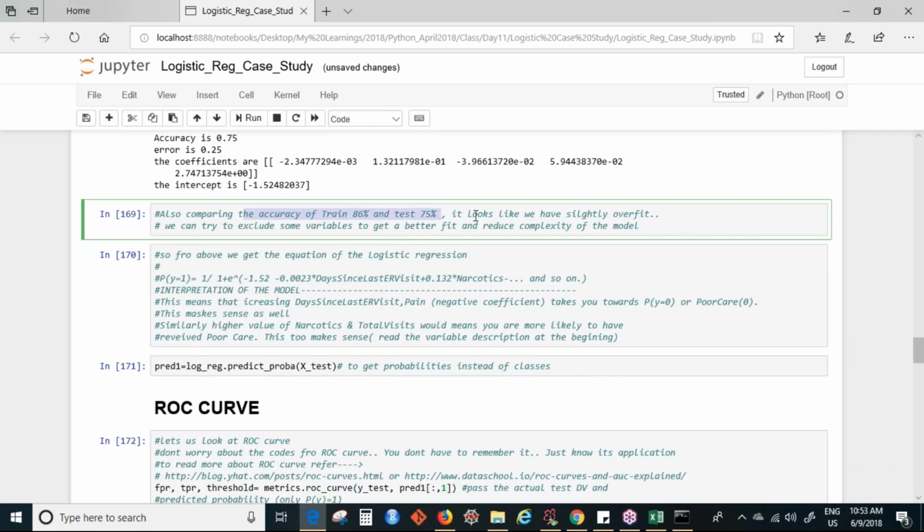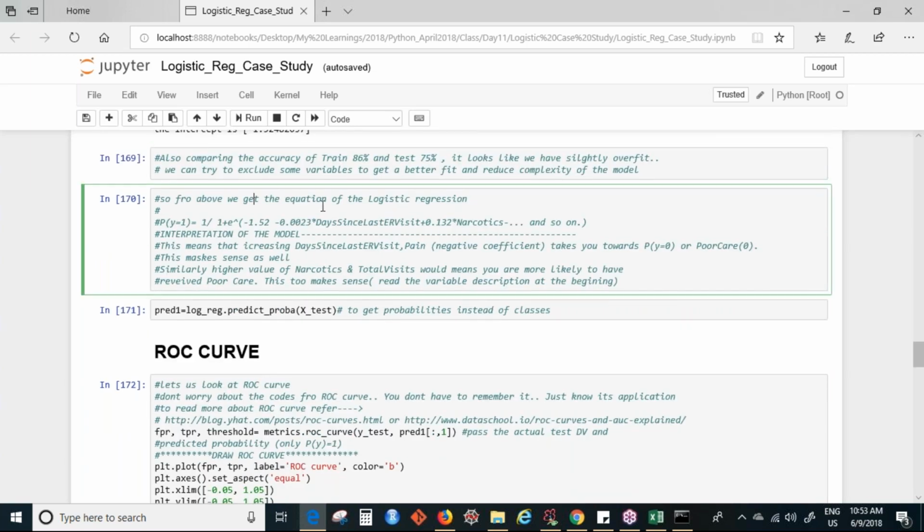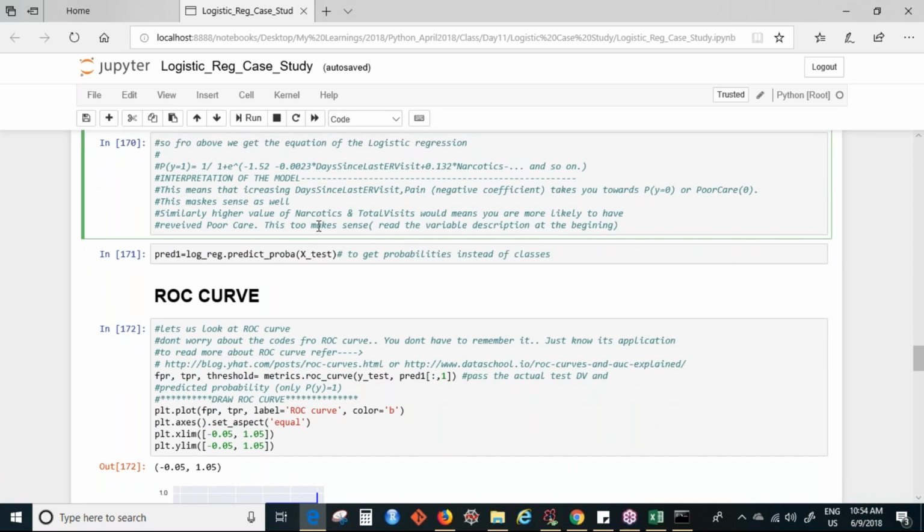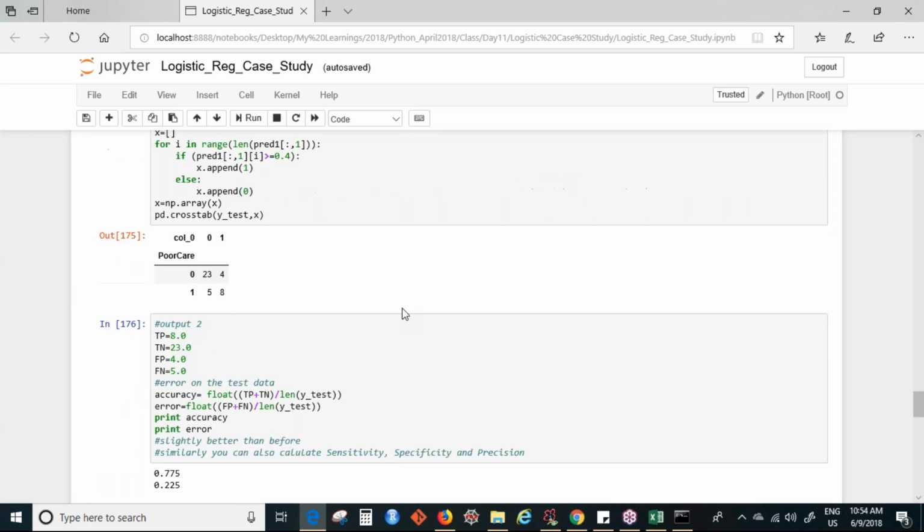Comparing the accuracy of train and test, it looks like we have slightly overfit the data. We can try to exclude some variable to get a better fit and reduce complexity of the model. I have not done that, but I have mentioned it here. Okay, and then you can get the final equation from the above. To get the equation of the logistic regression, you can easily compute the equation now that you know your betas. Okay, ROC curve, we will talk about it later. We will talk about this tomorrow.